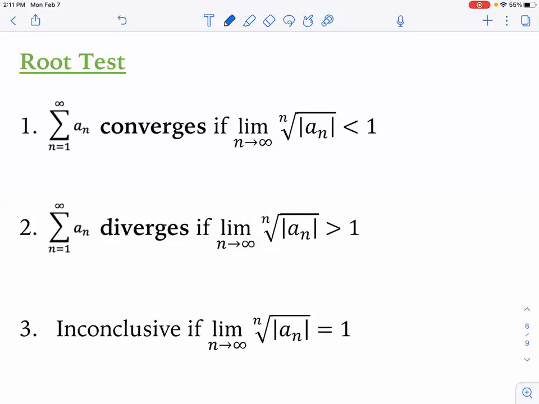Okay, so this is a very similar test. You are going to use the root test when you have something raised to the nth power so that the root and the power will cancel out. If you have something raised to the nth power, it is the perfect opportunity for the root test. It's the same kind of thing. If our limit as n goes to infinity is less than 1, our series will converge. Greater than 1 diverges, inconclusive if our limit equals 1.